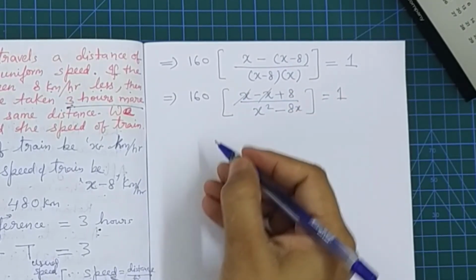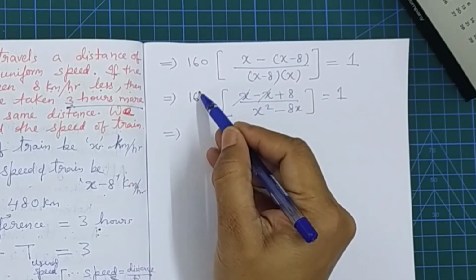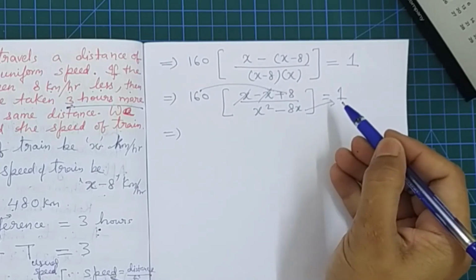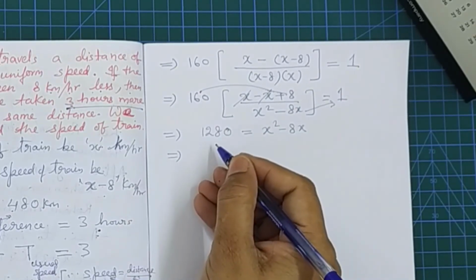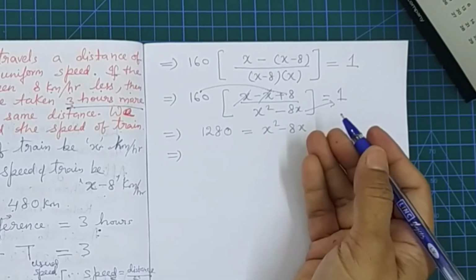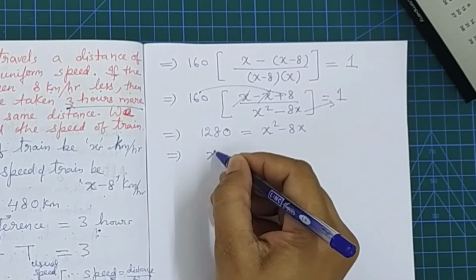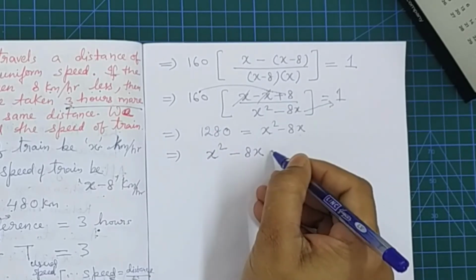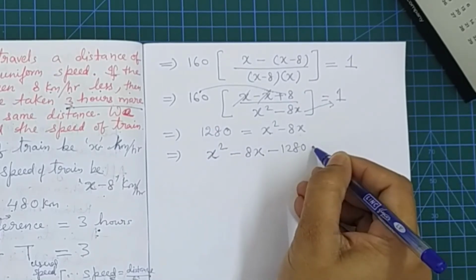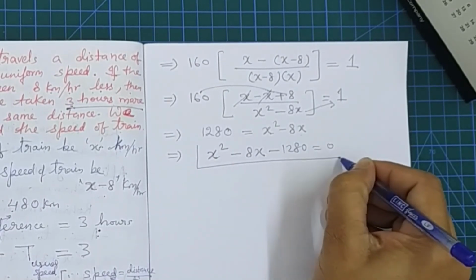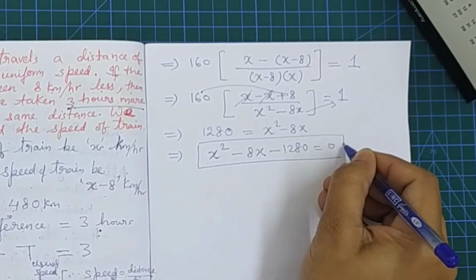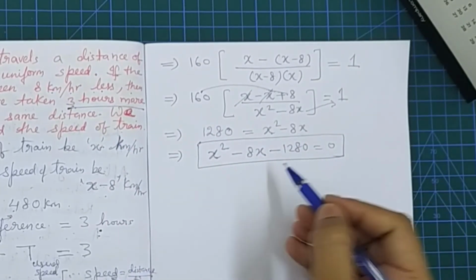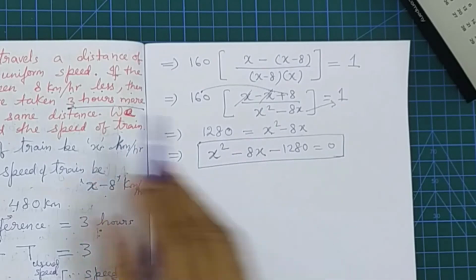We can cancel plus x minus x, and here 160 we multiply by 8, and then we go for cross multiplication. Put everything on one side so that we get the standard form of a quadratic equation. So we have x square minus 8x, and 1280 on the other side becomes minus 1280, equal to 0. So this is the quadratic expression for this word problem. On splitting the middle term, we will get our answer.